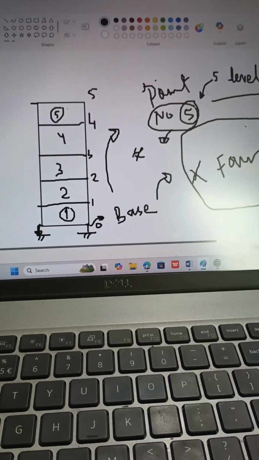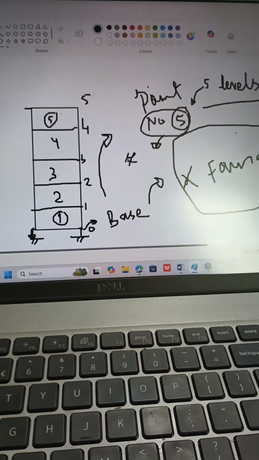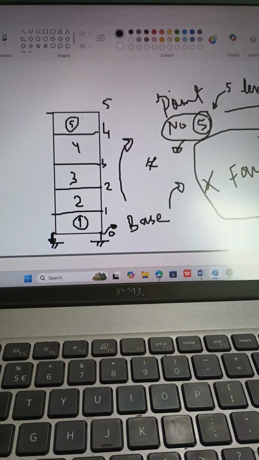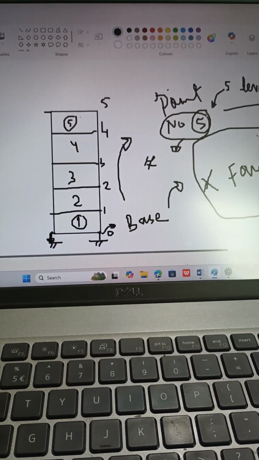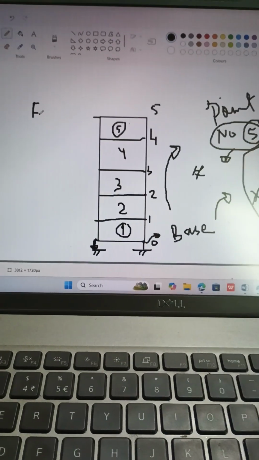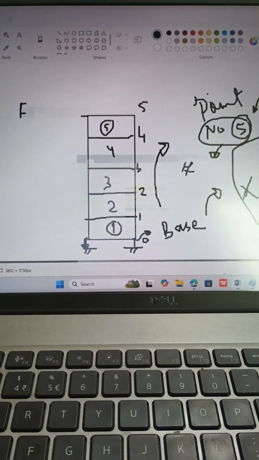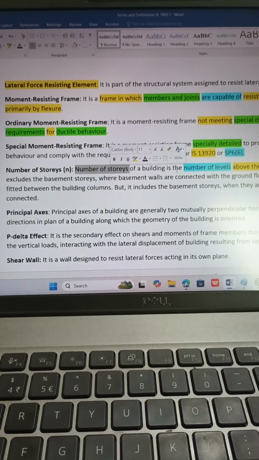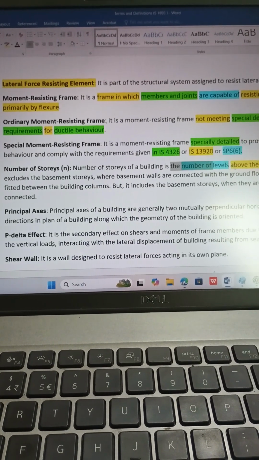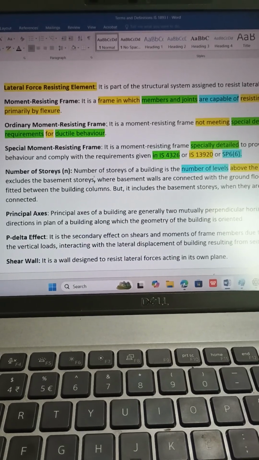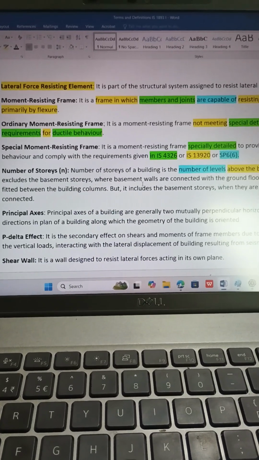I'll treat it like this for now. I'm open to change anything. I'll change if I feel otherwise, right? Okay, so let's take 5 for now. So the number of stories would be the number of levels above the base. It is as per the IS 1893 code. Okay, thank you.